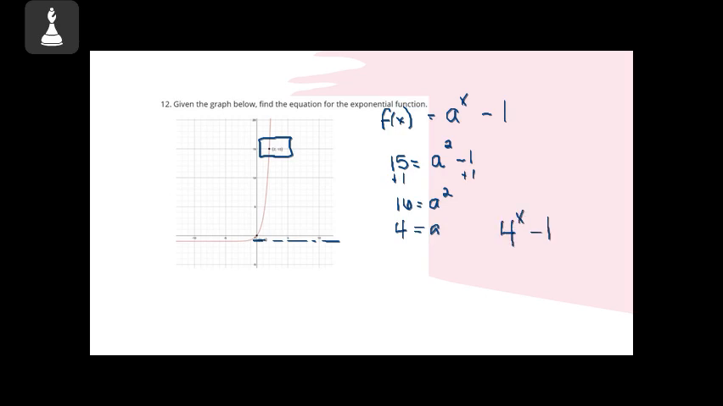We can double check if I plug in 0. 4 to the 0 is 1. 1 minus 1 is 0. So we got that 0, 0. And double check, 4 squared is 16 minus 1 is 15.